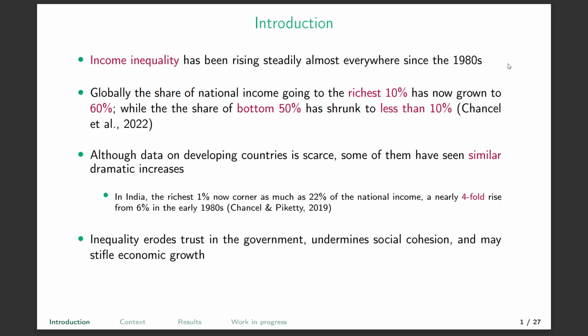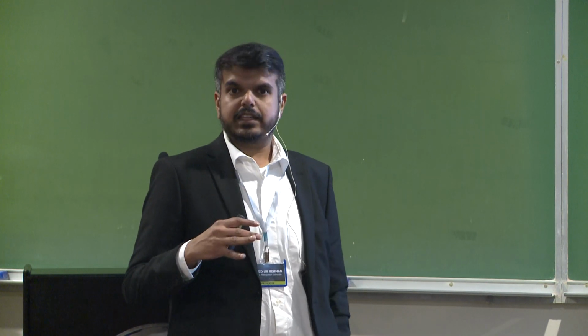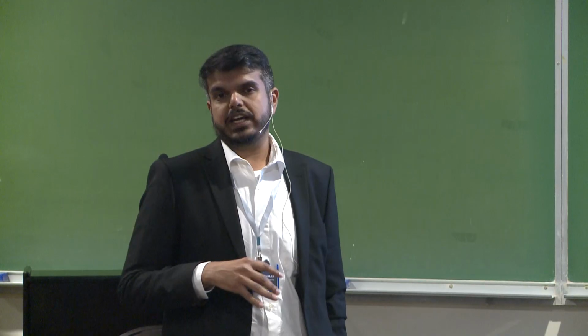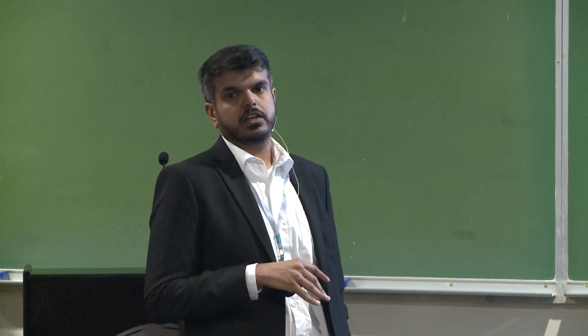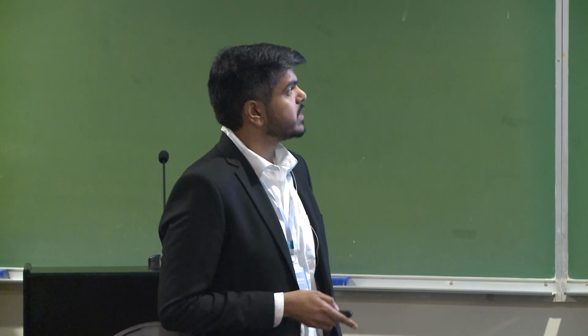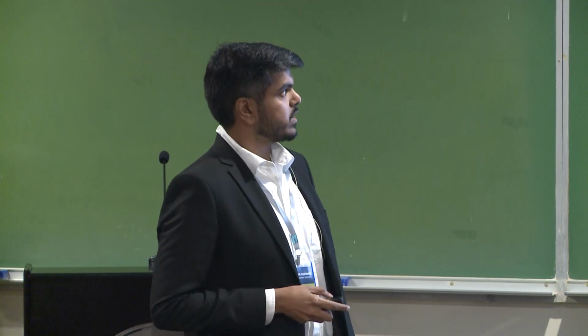So to start off with, the topic of the project is income inequality, and the issues regarding inequality, I think, for this audience in particular, are fairly well understood. I'll highlight that in terms of the trends in inequality, what we've seen globally is that over the last few decades, it's been increasing. So across different countries, using different metrics, we now have data that shows that inequality has increased. Right? So in terms of some numbers, this paper by Chancellor et al. shows that globally, the share of the richest 10% has now grown to 60% of total income, while the share of the bottom 50% of individuals has shrunk to less than 10%.